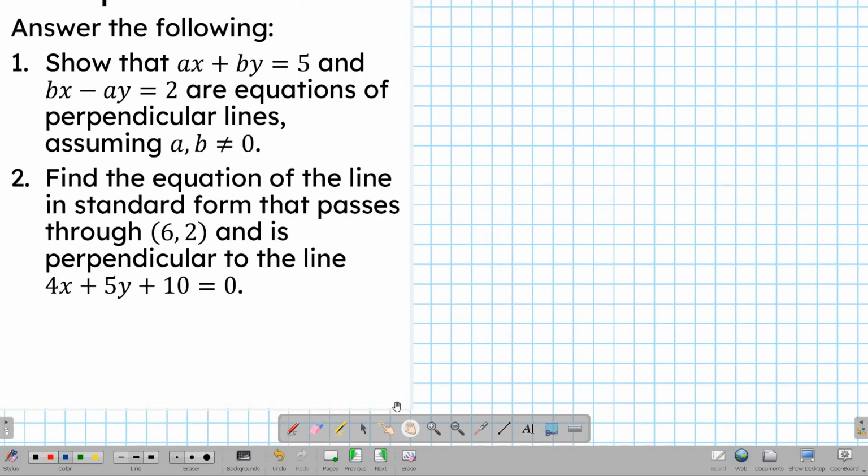Now, let's go to number 2. We are asked now this time to find the equation of the line in standard form that passes through the point 6, 2 and is perpendicular to the line 4x plus 5y plus 10 equals 0.